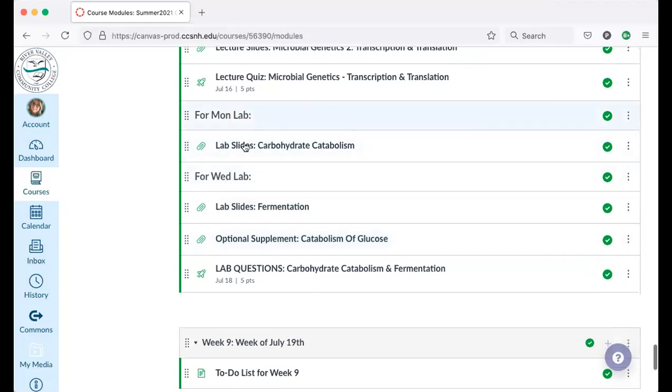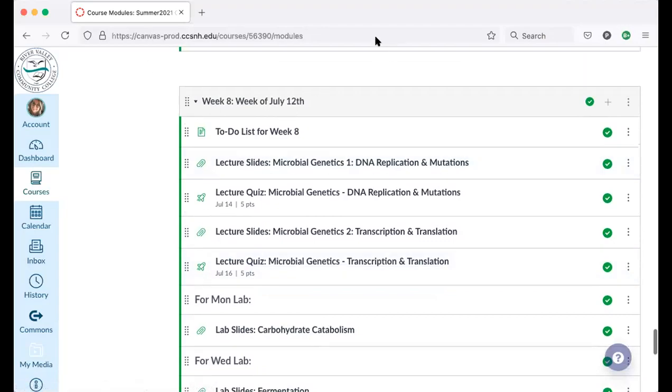So today we're going to talk about carbohydrate catabolism in lab, and on Wednesday we'll talk about fermentation. Now you can see that there's a little supplement document here called the catabolism of glucose. I'll explain that one a little bit more during lab today. And here are your lab questions. Okay. All right. So another busy week.